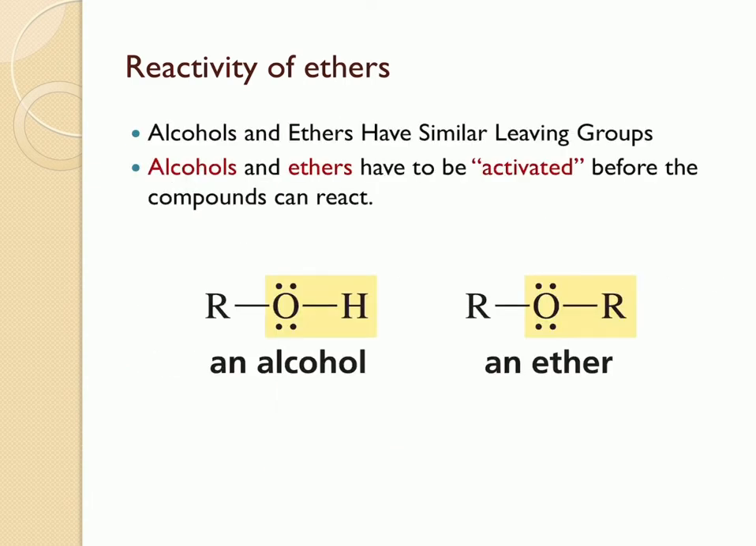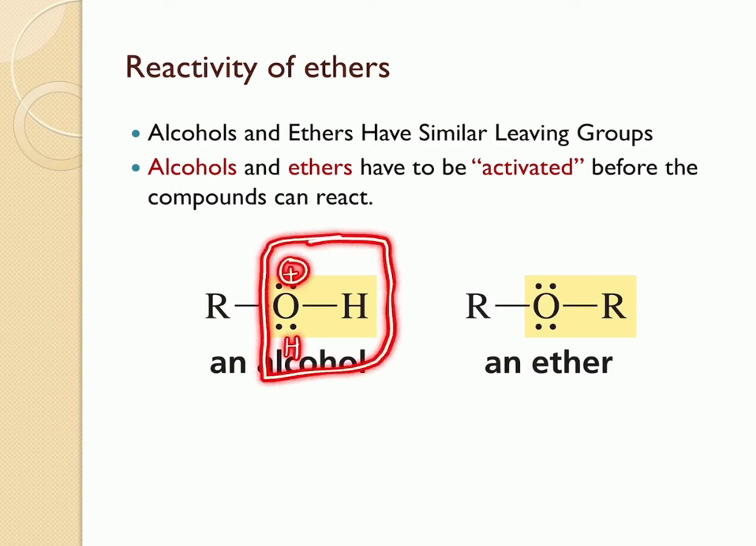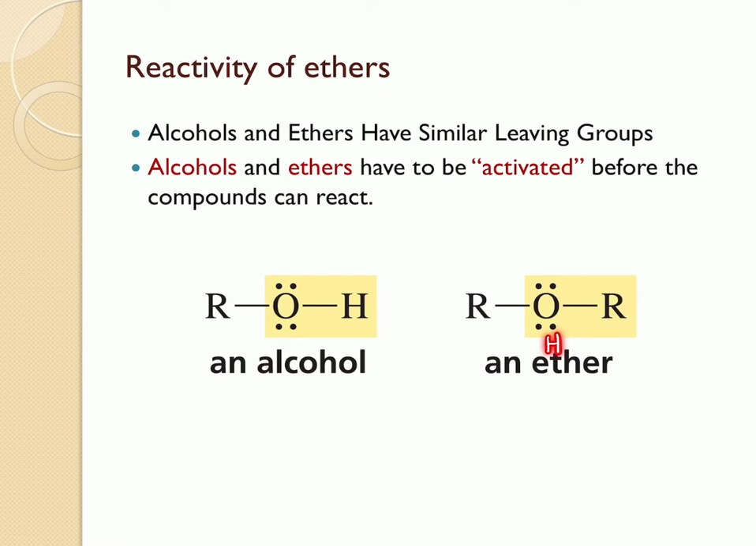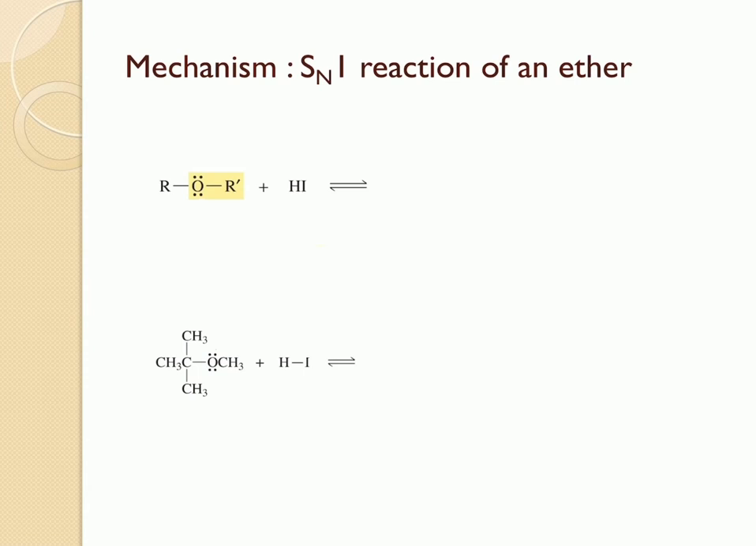Alcohols and ethers have pretty much similar leaving groups, and therefore both of them need to get activated before they can participate in any reaction, right? So the alcohol, when it gets activated, is going to get converted into a good leaving group, water. And similarly, in the case of ether, it's going to get converted into an alcohol. So depending upon the substrate, the ether can undergo either an SN1 reaction or an SN2 reaction.